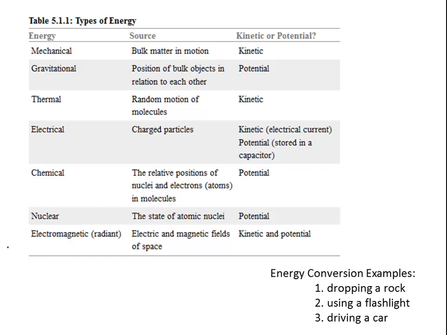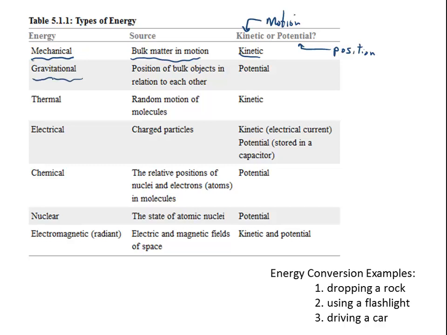Energy is categorized into two major types, kinetic and potential. Kinetic energy is the energy of motion, energy associated with motion. Potential energy is associated with position. And so mechanical energy, that is like turning of a crank or a car going down the road, that is bulk matter in motion, and that's a type of kinetic energy.